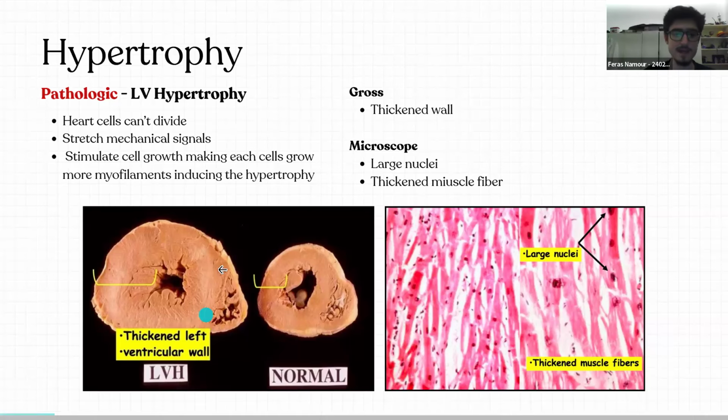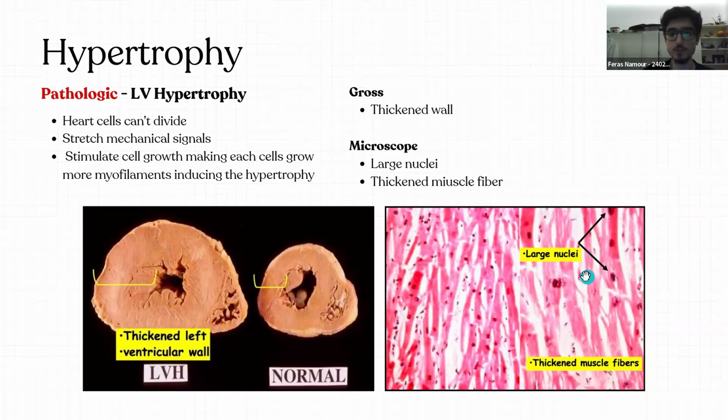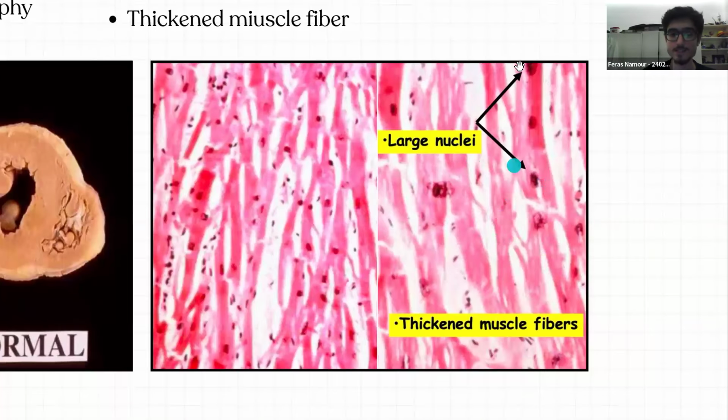All right, now the thickened wall, we can see that clearly on gross. And if we look at the microscope, we can see this is normal, and this is the abnormal, thickened, hypertrophic cardiomyopathy. So you can see smaller nuclei here in normal heart tissue, but then large nuclei here in hypertrophic, and also the thickened muscle fibers and everything.